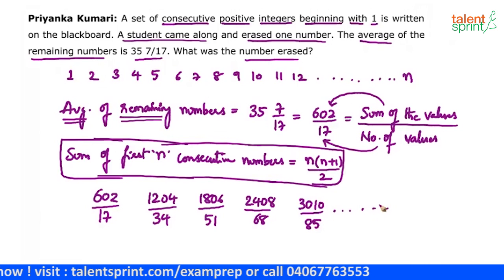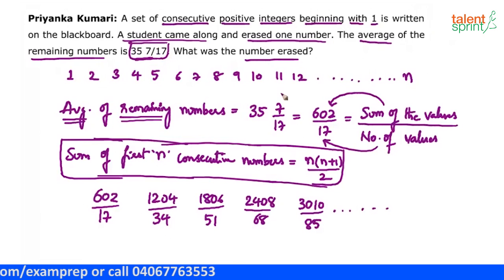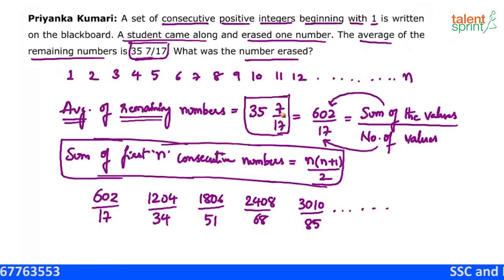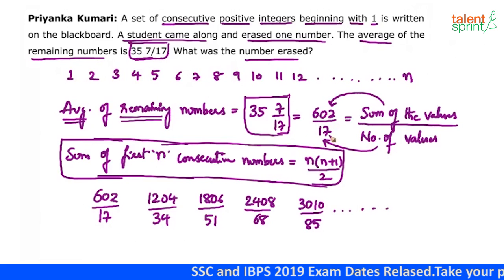You're able to follow? The only number given to us in the question is this one, 35/7 by 17, so we have to do something with that only. So I'm trying to look at all the possible ways in which 35/7 by 17 can be obtained. See, why are we taking 602? Why are we multiplying numerator and denominator by 2? Because for me, the denominator is very important here. The denominator 17 tells me that there are 17 numbers remaining.